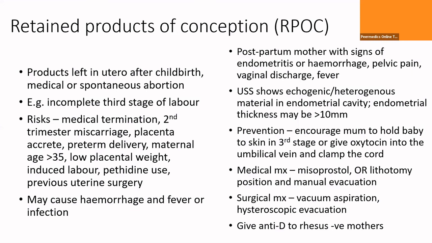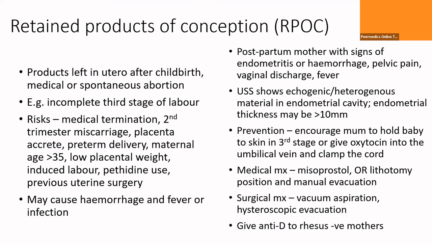And to prevent it, during the third stage of delivery, encourage mum to hold baby skin to skin to encourage continuation of contractions and expulsion of the placenta, or give oxytocin into the umbilical vein and clamp the cord to cut off the supply that the placenta has going for itself and hope that it just drops out. If this doesn't work, you can medically manage it by placing misoprostol tablets between the lip and the gum, keeping them there for about 30 minutes and allowing them to dissolve, and hoping that this triggers the evacuation of retained products. But you can get some side effects from this, like chills, nausea and diarrhea.